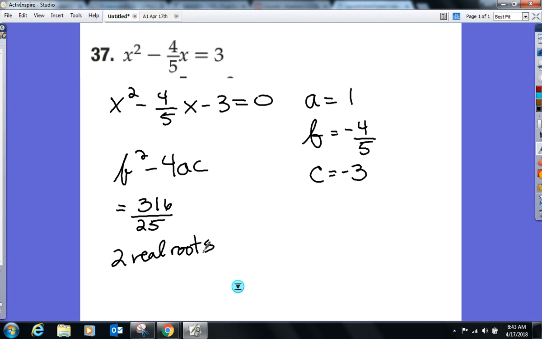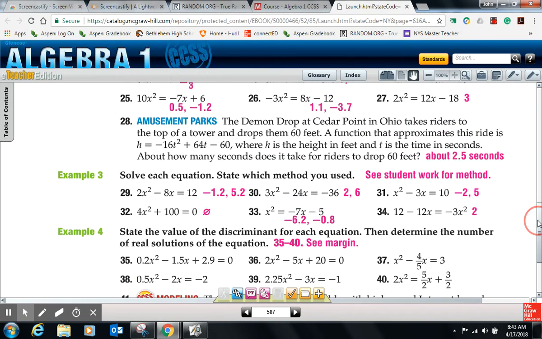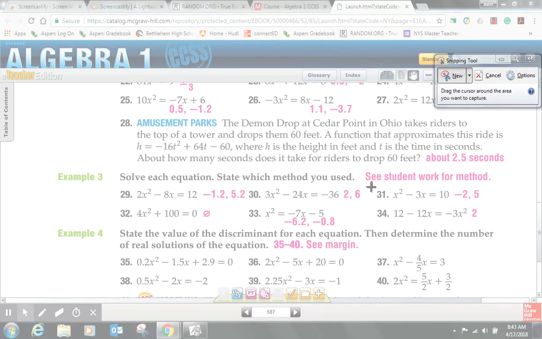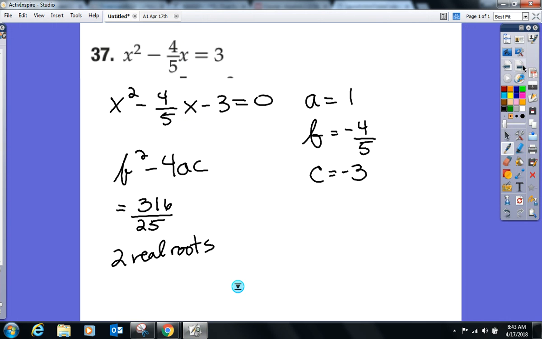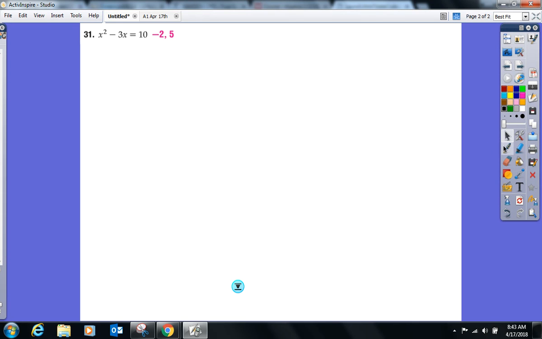Next up. Yes, Emma. 31, everybody. Glad somebody asked one of these here in this section. Okay, 31. Solve it. Solve it for x.